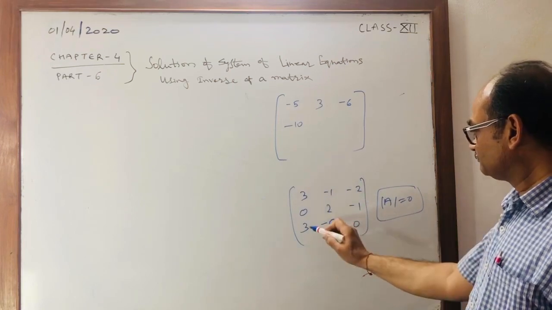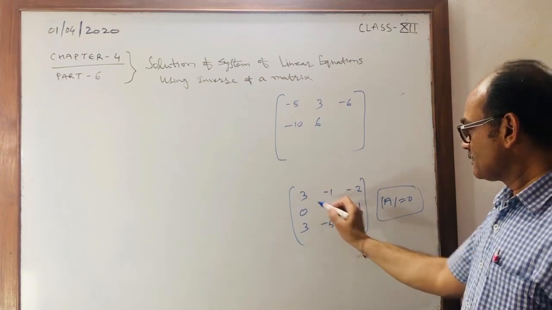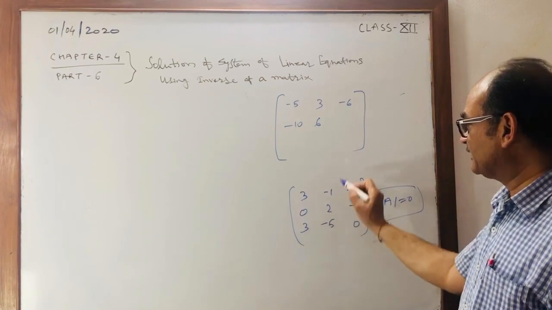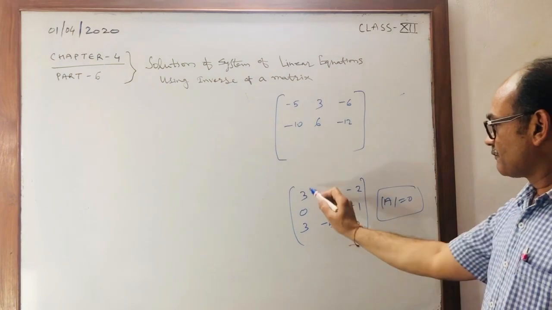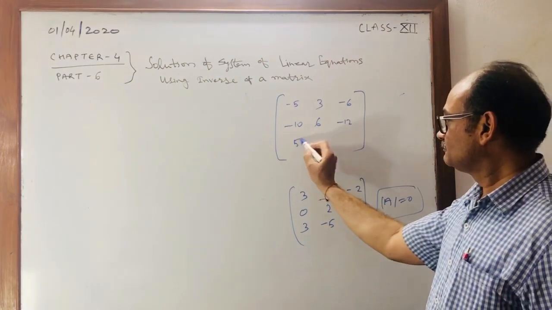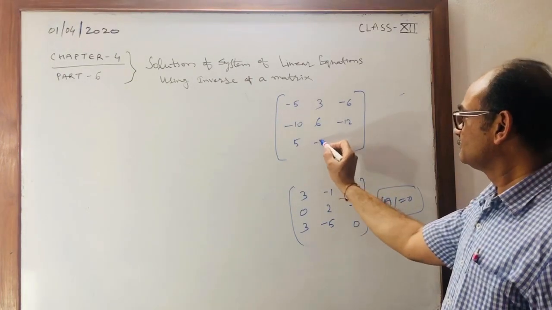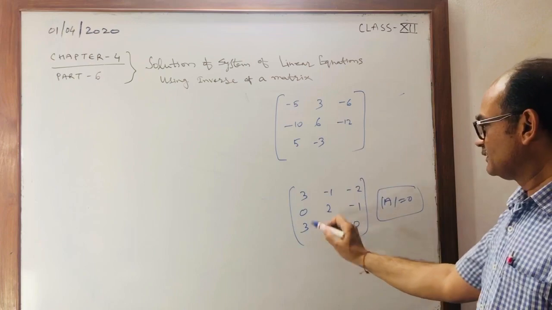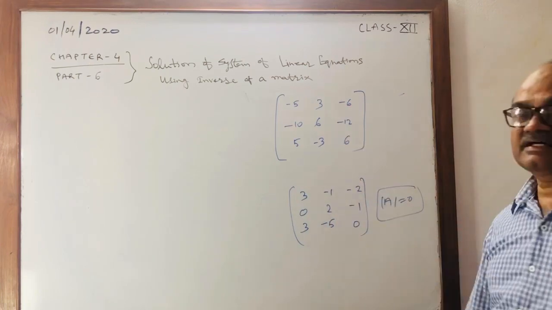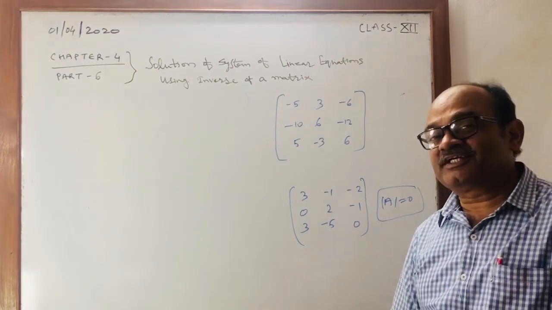0 plus 6. Minus 15 plus 3. 1 plus 4. Minus 3 and the last 6. These are the minors. What are the 4 important places where you have to change the sign?